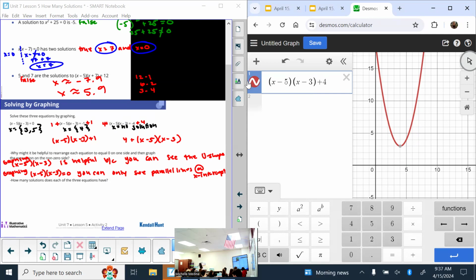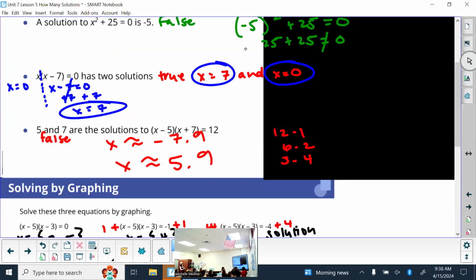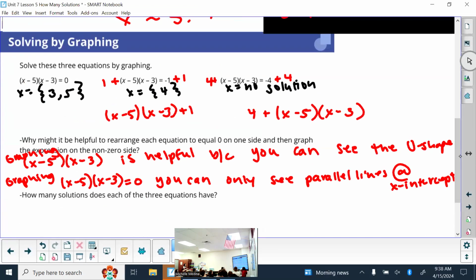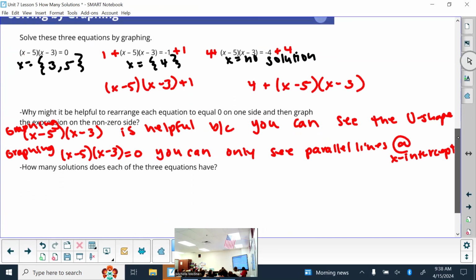And we talked about how solutions, x-intercepts, zeros, roots, they all mean the same thing. So if solutions are x-intercepts and there's no x-intercept, then you have no solution. So there's that. Questions on that fact? Okay, so they were right in saying it's no solution. If you rearrange it where it's equal to 0 now, you can better see the solutions.